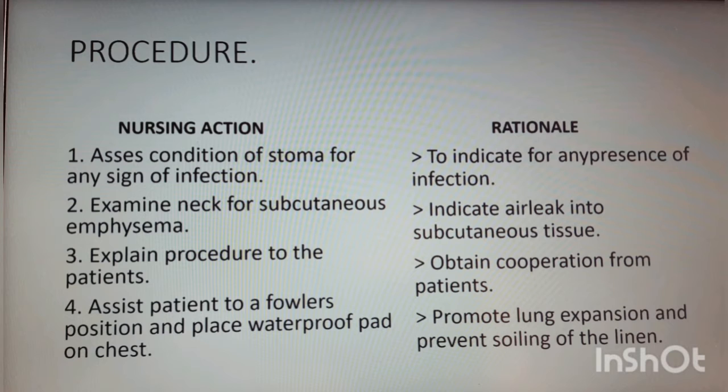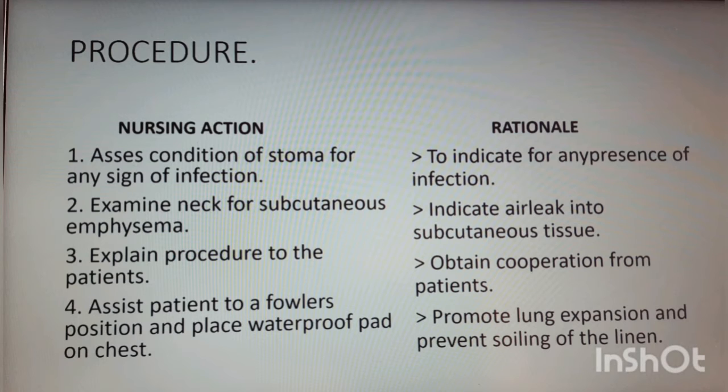Now we'll see the procedure. The first step is to assess the condition of the stoma for any signs of infection: redness, swelling, character of secretion, presence of purulent discharge or bleeding. Presence of any of these indicates infection and tests may be warranted.